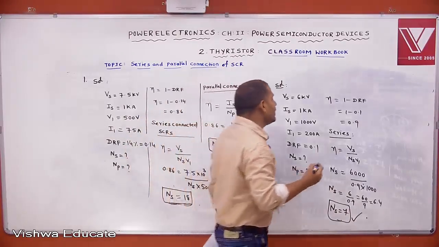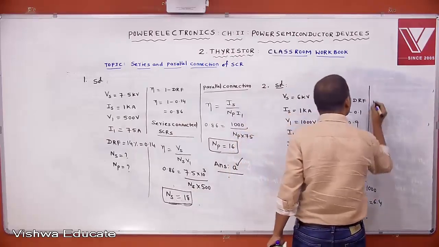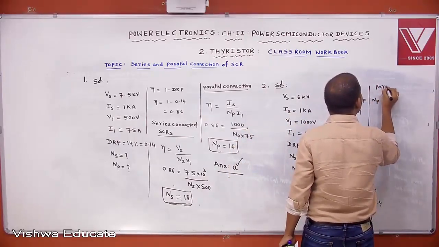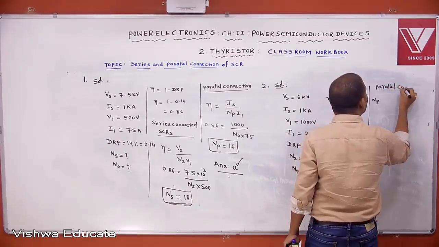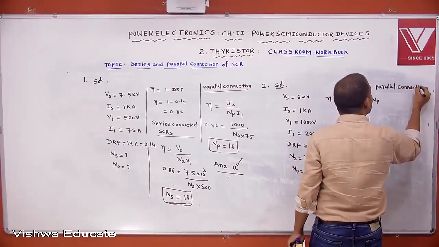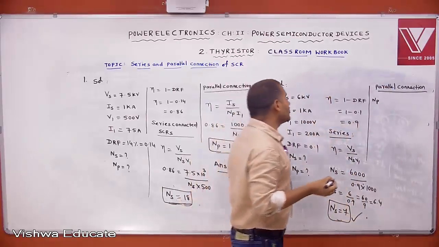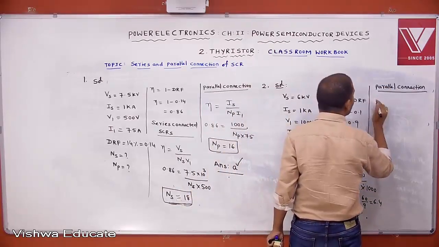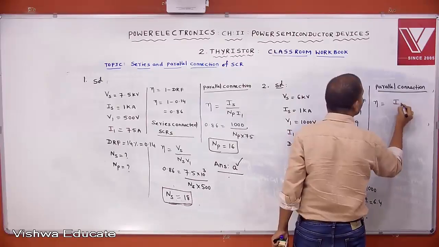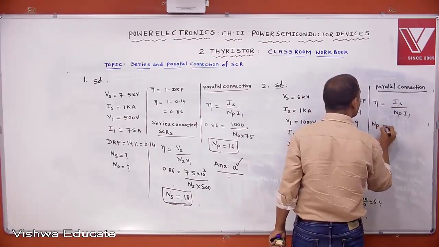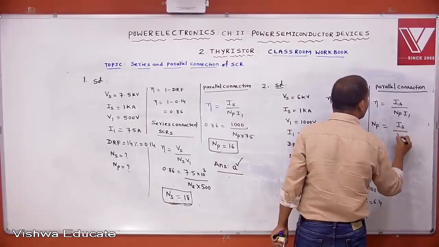How many parallel connected SCRs? I want to calculate that for parallel connection. For parallel connection, what is the string efficiency? Is by Np times I1. From this, Np equals Is by eta times I1.